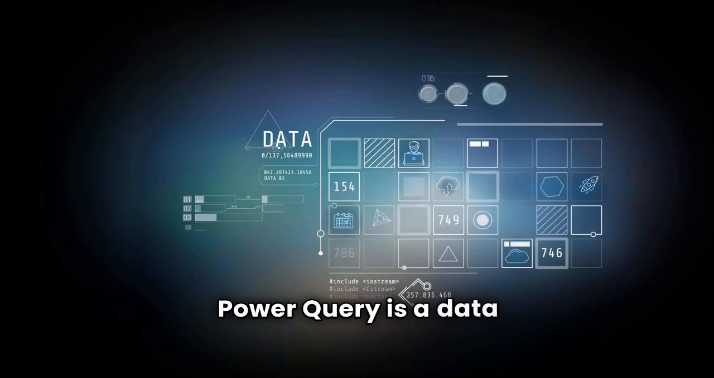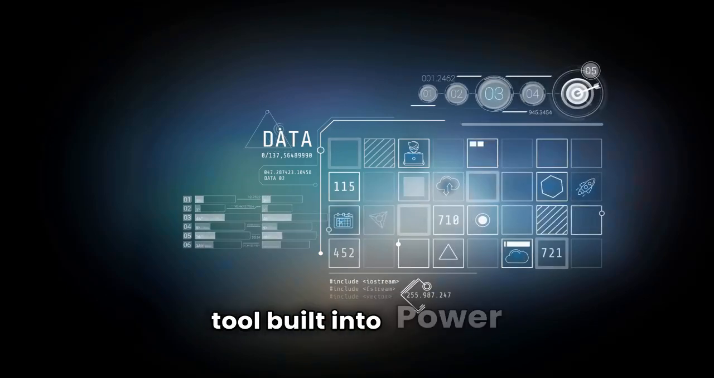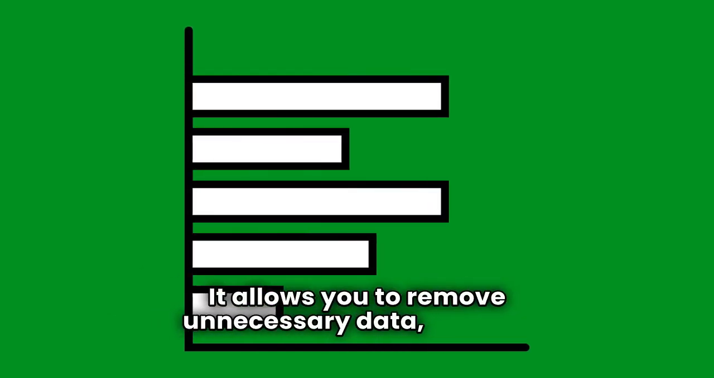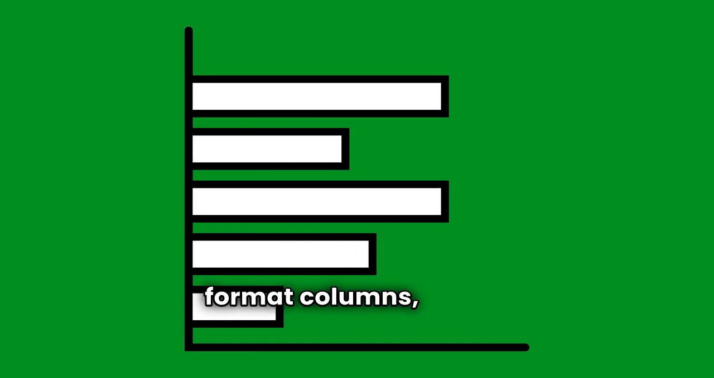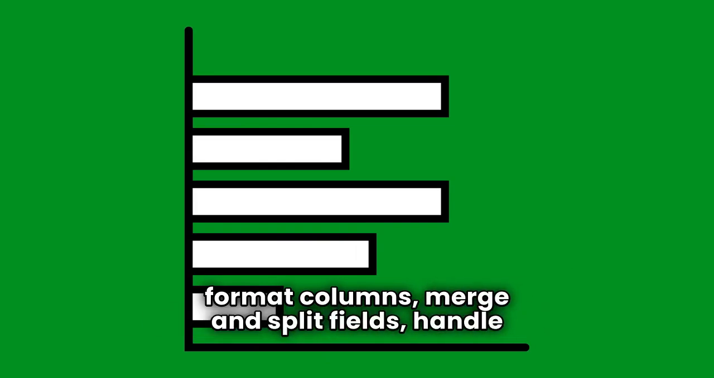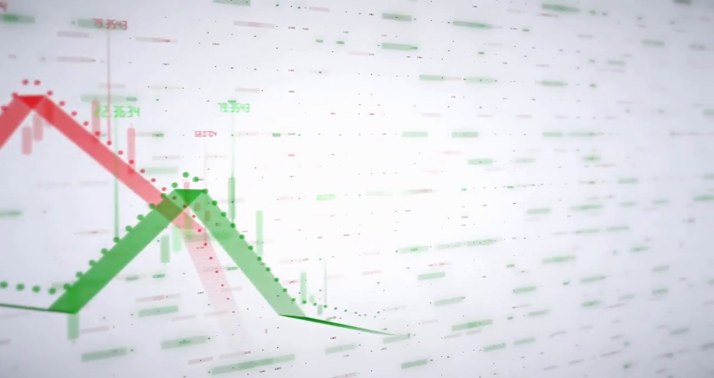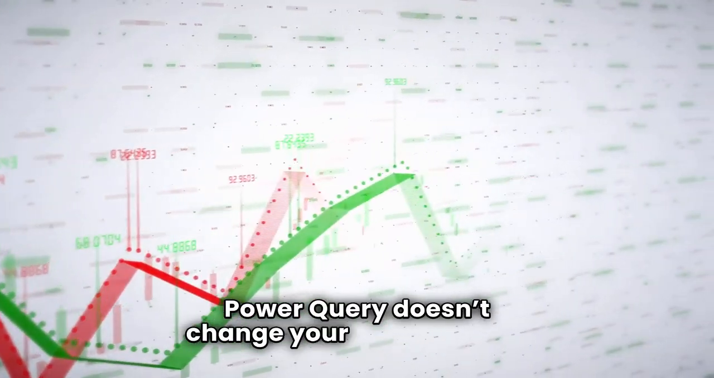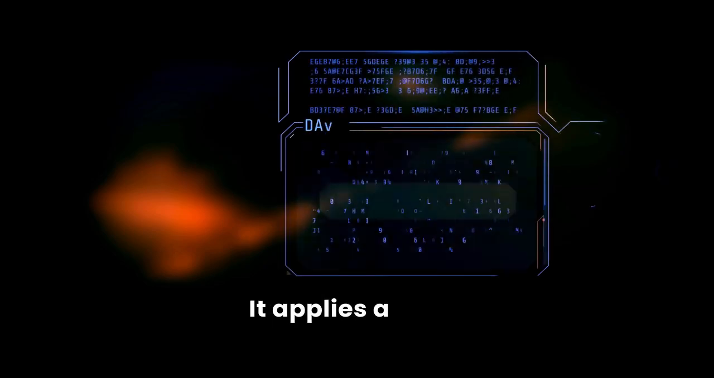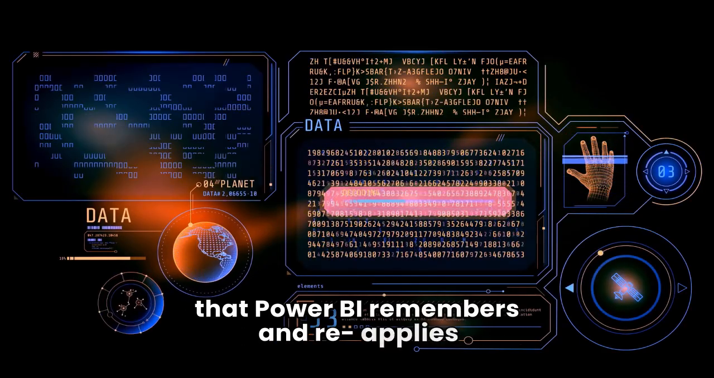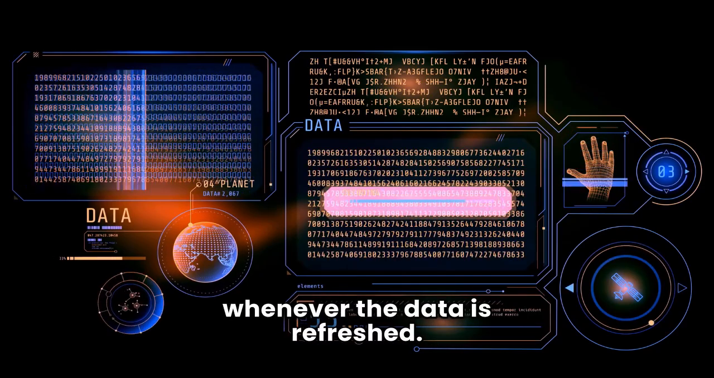Power Query is a data transformation tool built into Power BI. It allows you to remove unnecessary data, rename and format columns, merge and split fields, handle missing values, and shape data into the structure you need. The key thing to remember: Power Query doesn't change your original data. It applies a set of transformation steps that Power BI remembers and reapplies whenever the data is refreshed.